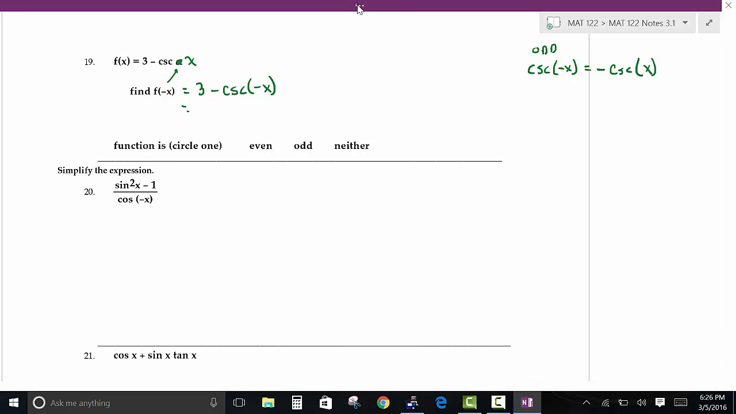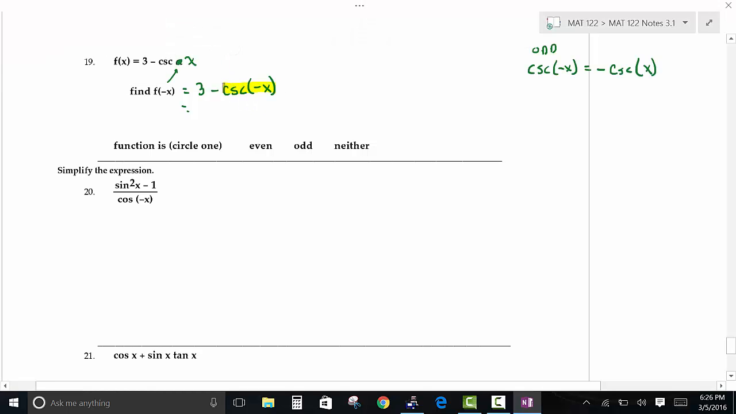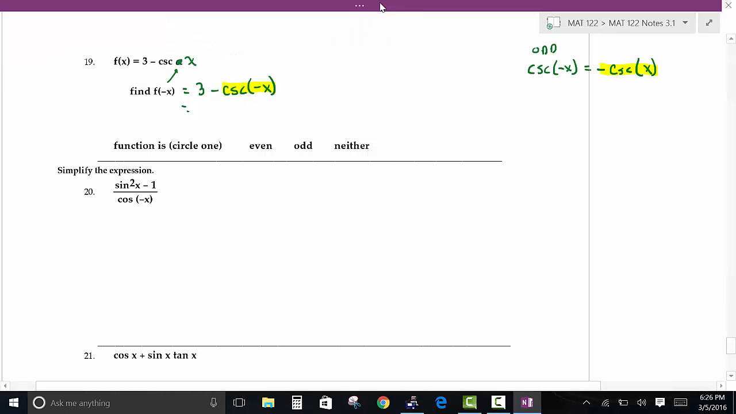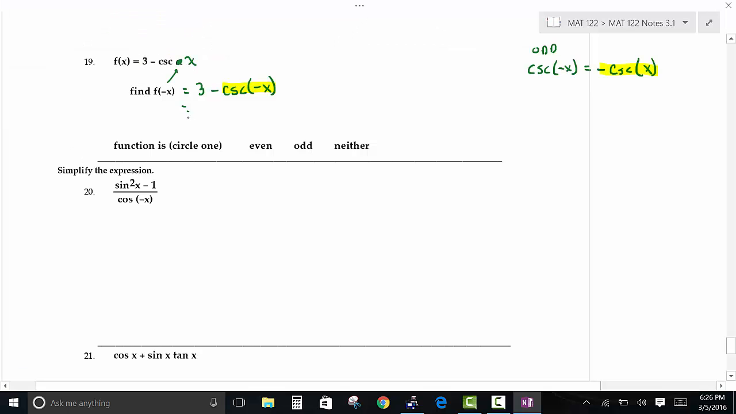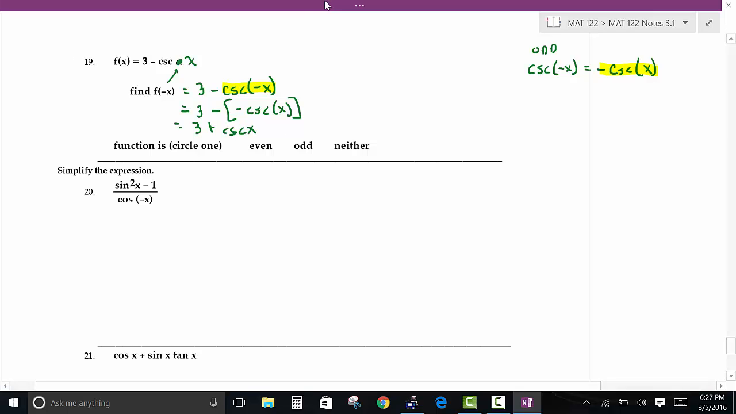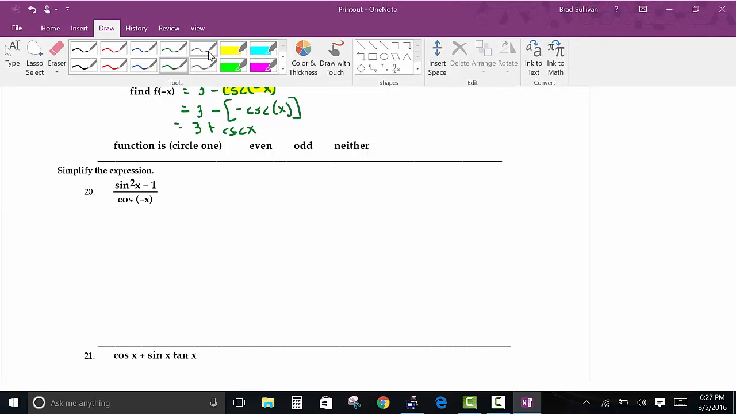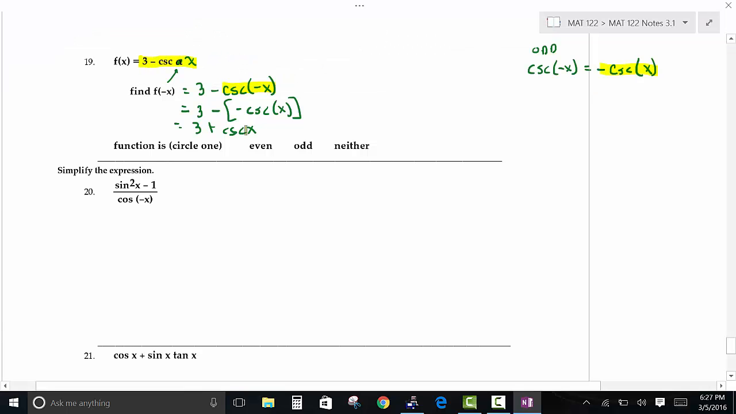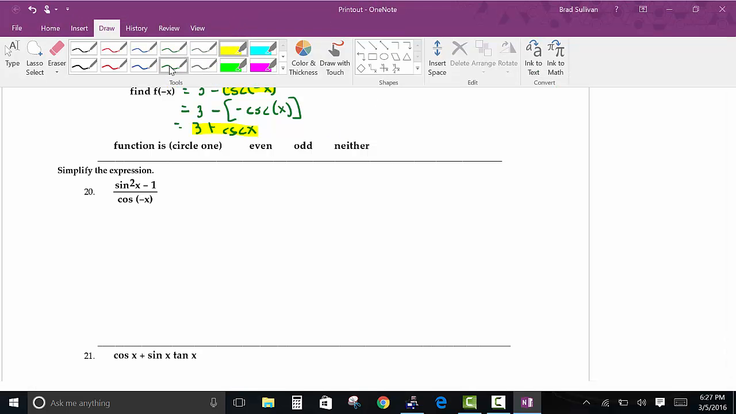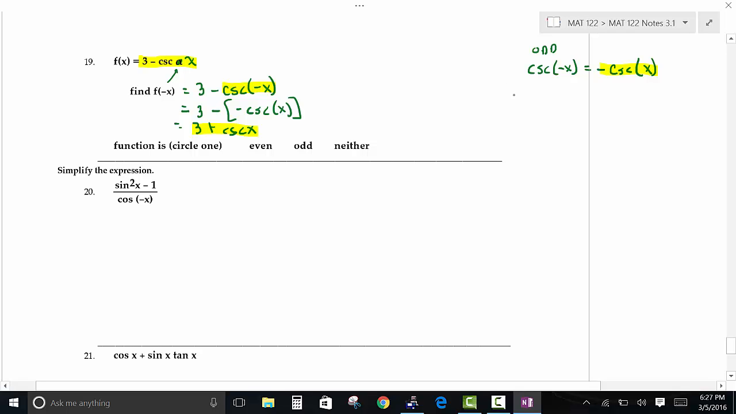So what we're going to do is we're going to replace this with this. And then we're going to see what we get out of this then. Okay, so this is going to be 3 minus, now replace this with negative cosecant of x because it's an odd function. So that will give 3 plus cosecant of x like that. So what we're going to do is just compare the original function with the one that we ended up with, and we're going to see if there's 3 possibilities. Either they're the same, they're opposite, or they're just totally different.